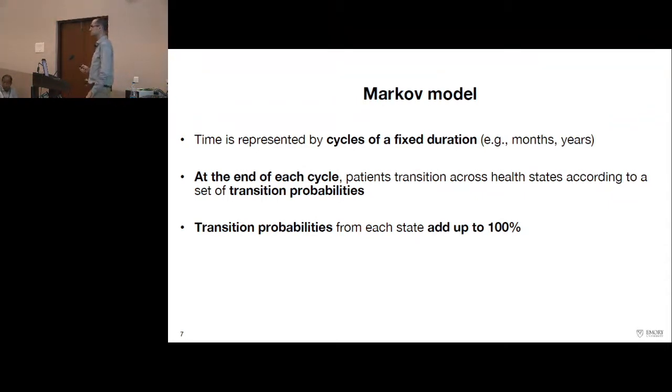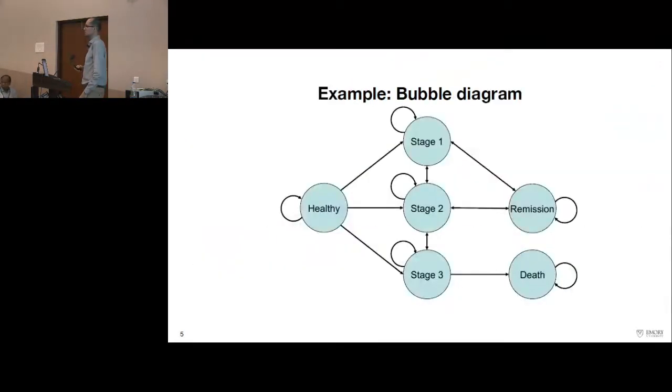Suppose the patient can go back to the initial state. What initial state? Like healthy. So let's say if we assume that, we would just draw arrows here. Then can you apply this Markov model there? Yeah. You just draw arrows and allow patients to transition back to healthy.